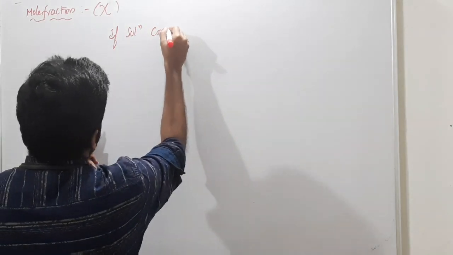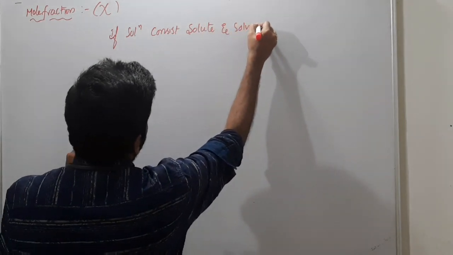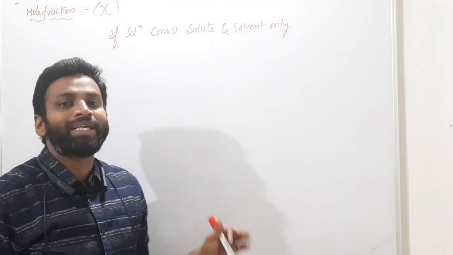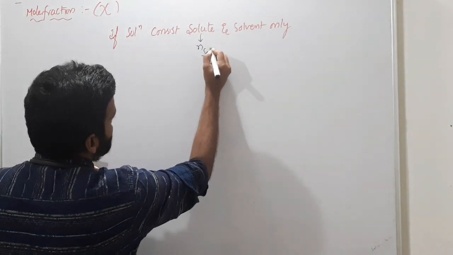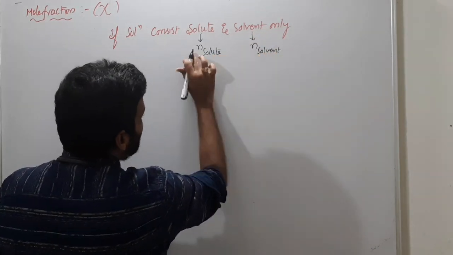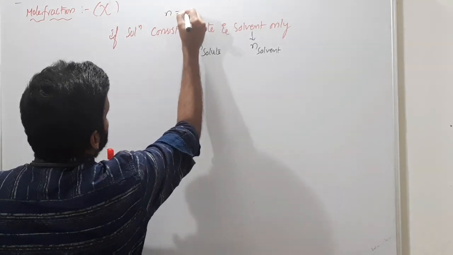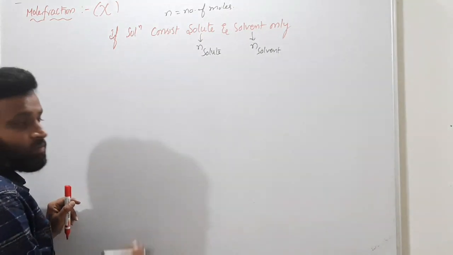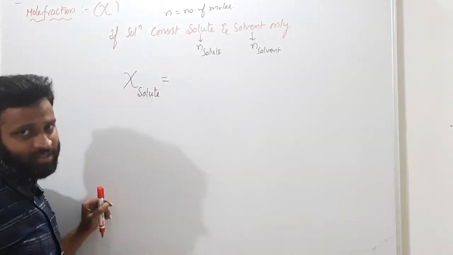If a solution consists only of solute and solvent, then what is the mole fraction of solute? Solute has number of moles n solute, and solvent has number of moles n solvent. Small n means number of moles, everybody knows, no? What is the mole fraction of a solute? You can write simply X, not a problem.